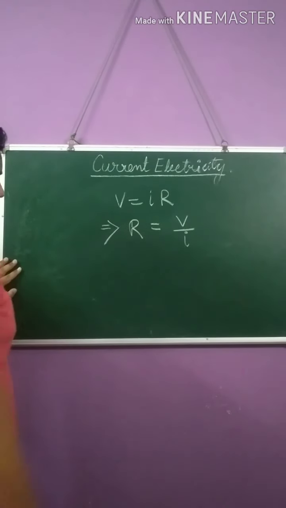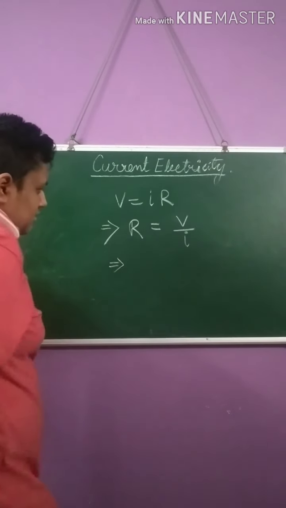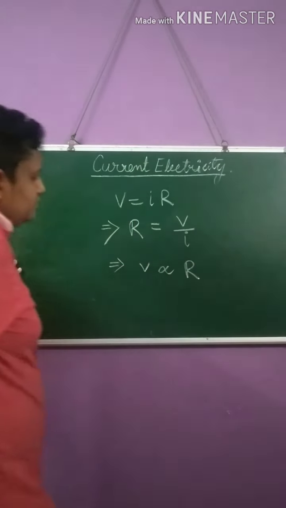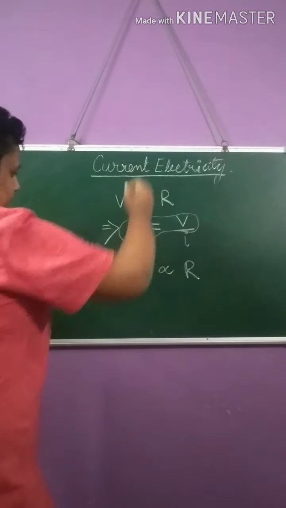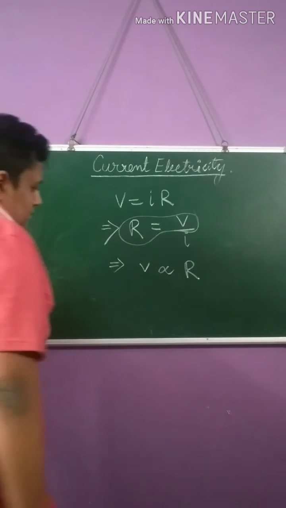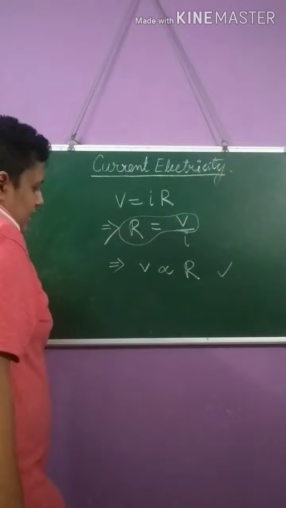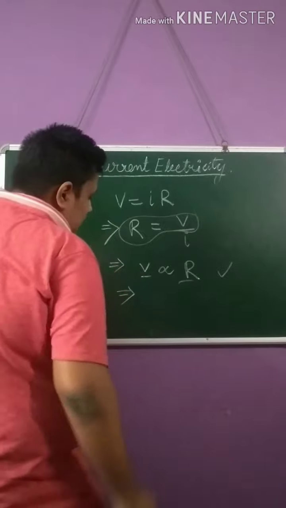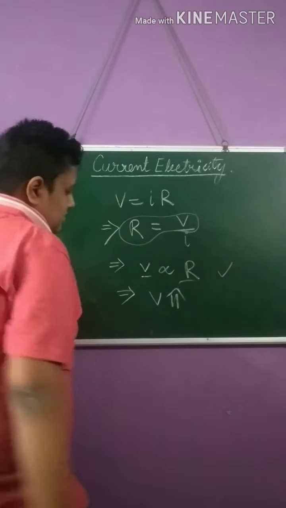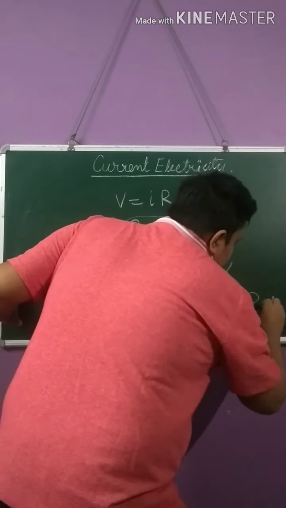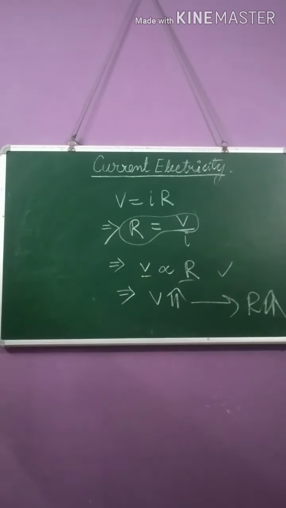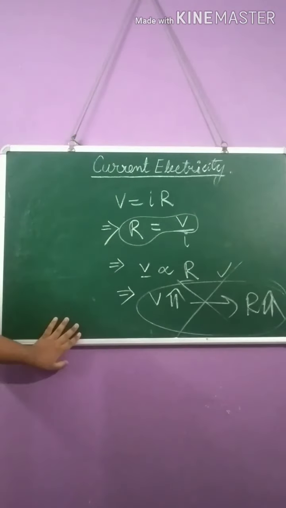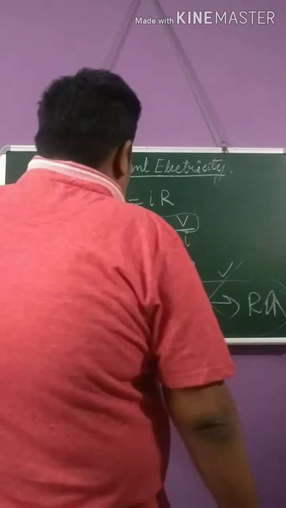From here you can write that V is directly proportional to R, am I right? Yes, this is also correct. But after this many students ask that if V is directly proportional to R, then if we increase the potential difference, the resistance of the circuit should also increase. But this is not a correct concept. This is wrong. Why wrong? Let us analyze.